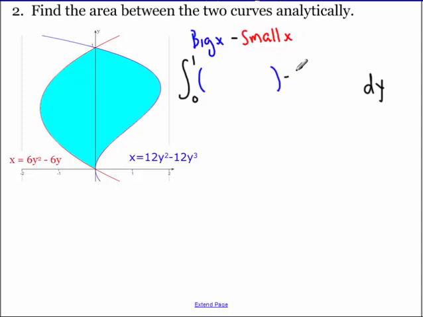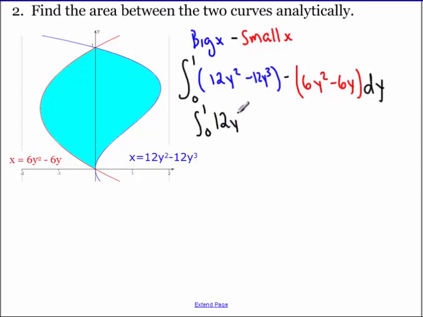And we have big X minus small x. So our big X is 12y squared minus 12y cubed. And then we have 6y squared minus 6y. So now simplifying that, combining your like terms. What I'm going to do first, because I don't want to make a silly algebra mistake. A lot of calculus teachers, we always joke that it's not the calculus that kills you. It's the algebra that kills you.